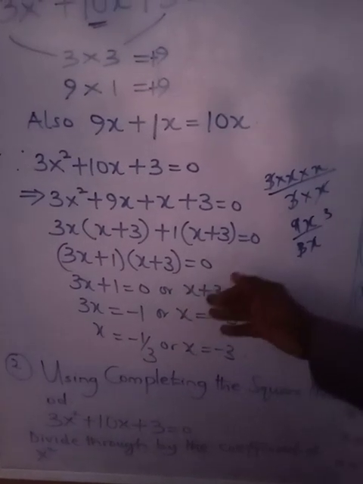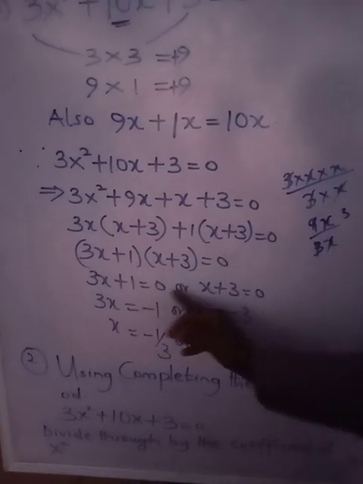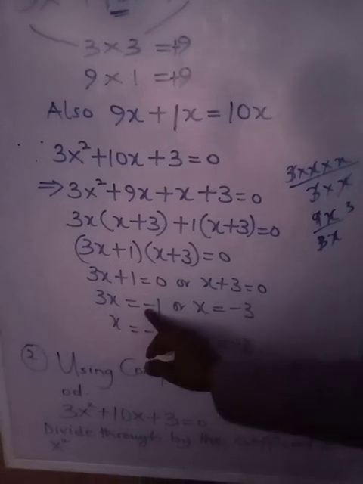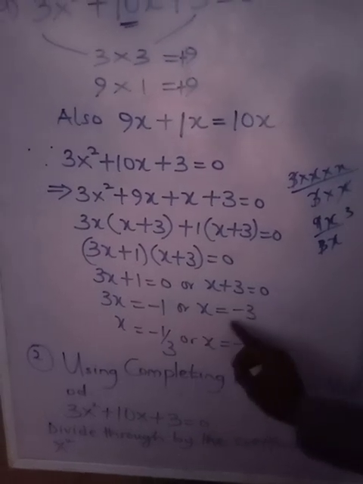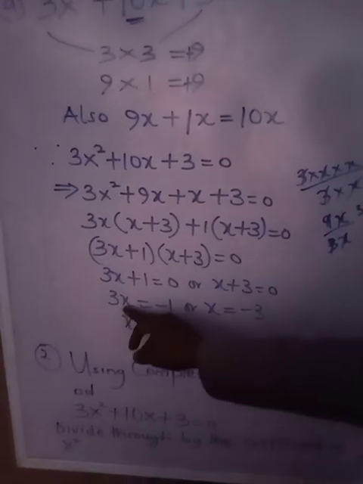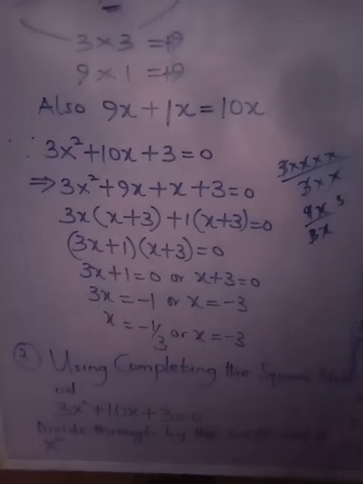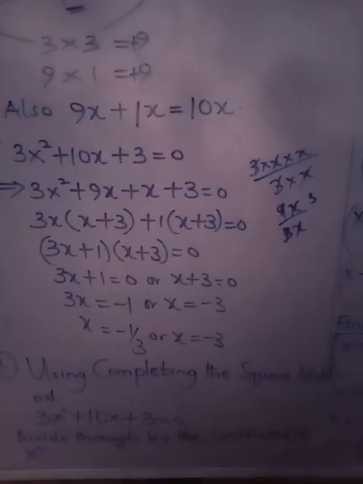So as you have this and it's equated to 0, then you equate each of them to 0. Then you take this to the other side. The sign changes. So x is minus 3. Then you divide by the coefficient of x here. So x will be minus 1 over 3, or x will be minus 3.